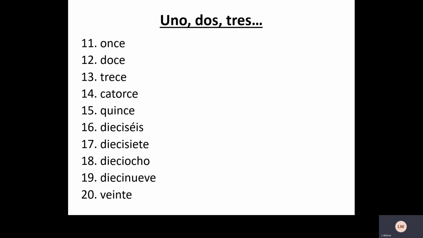Excelente. Ok, vamos a escribir. So, entonces, sur el papel vamos a escribir los números, por favor. So, write these numbers down carefully onto your paper. 5 minutos.